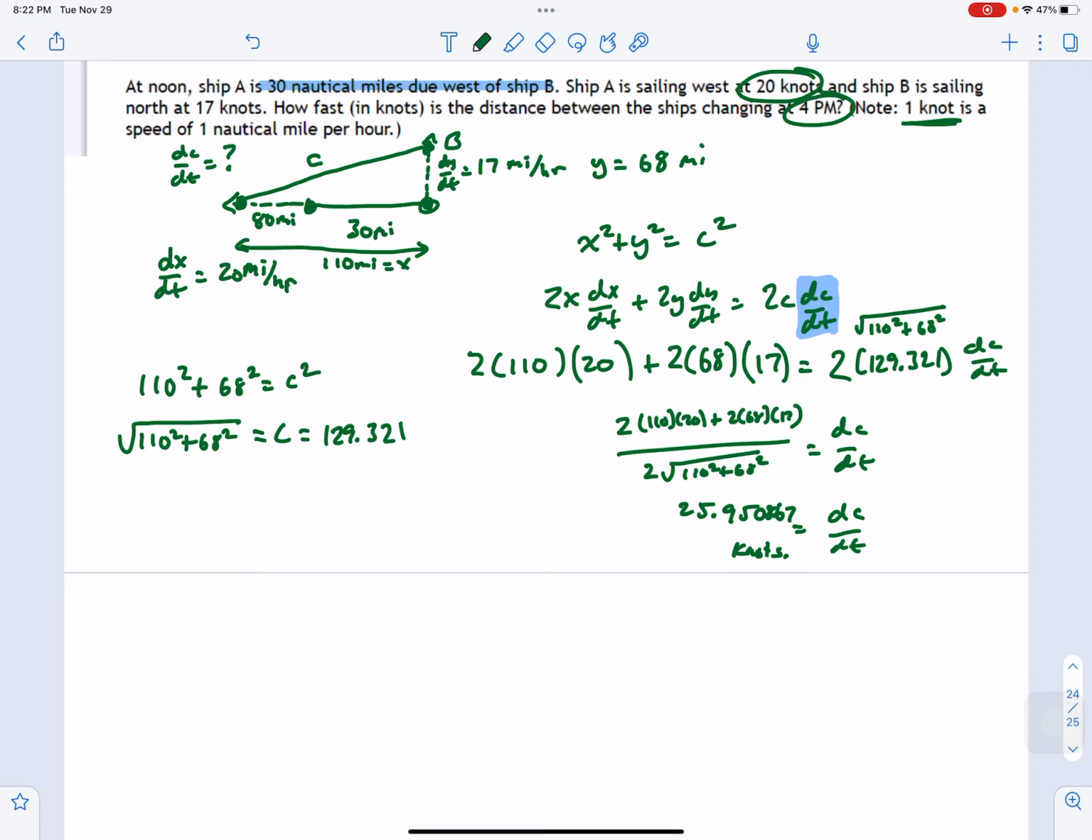Okay, so for the problem, we draw it out, then we figure out what type of shape it is. Turns out the relationship is the Pythagorean theorem. Then we take the derivative, looking for dc/dt from it, looking for the change in the hypotenuse.